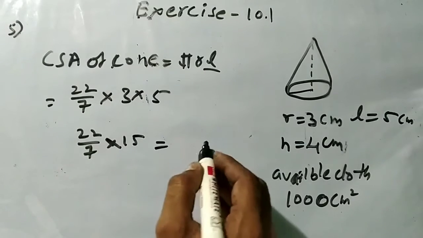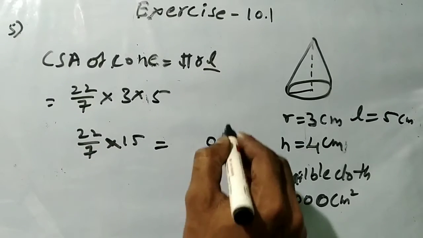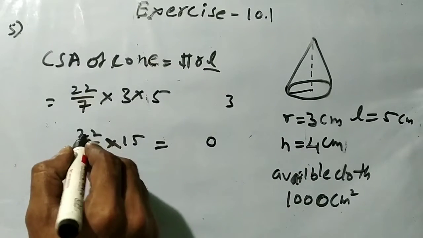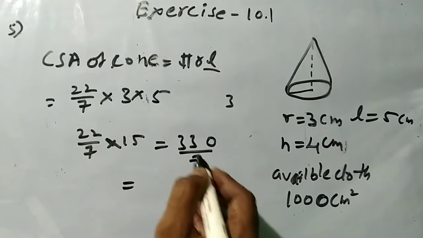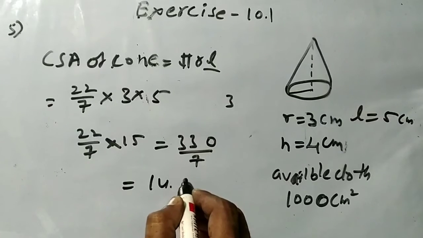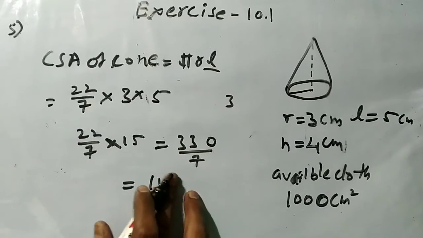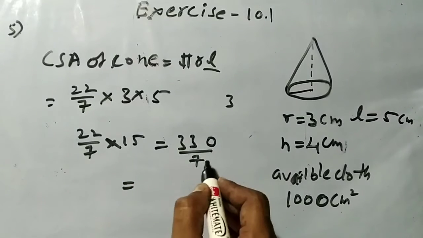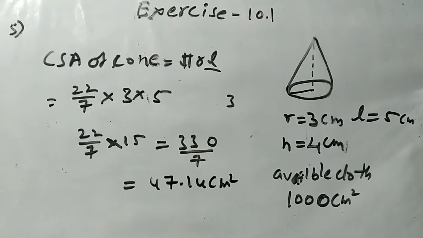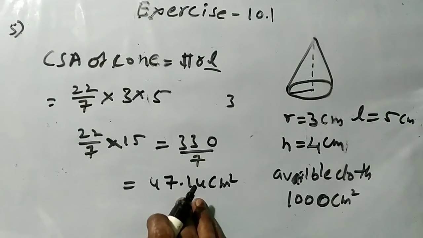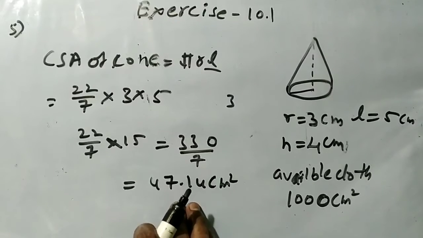That is 330 by 7. If we do the division, we can calculate here. 47.14 centimeter square is the curved surface area of one cone. That is nothing but the material or cloth required to make one cone.